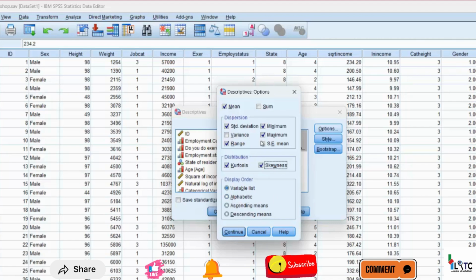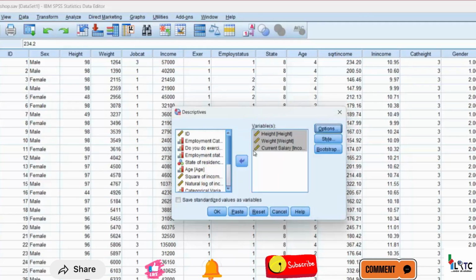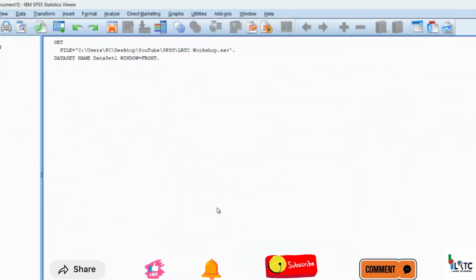Once you are done with this selection, the next thing is just to click Continue, and you have it here. If you want to make use of Bootstrap, you can do this, but in this particular tutorial, we are not going to touch these two options. In case you want to save the standardized values, you can select this, but we are not interested in that. So the next thing is just to click OK, then you have your results.